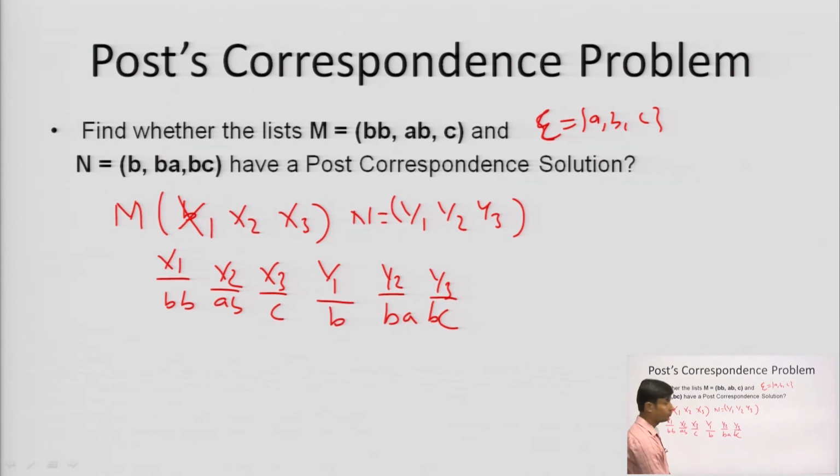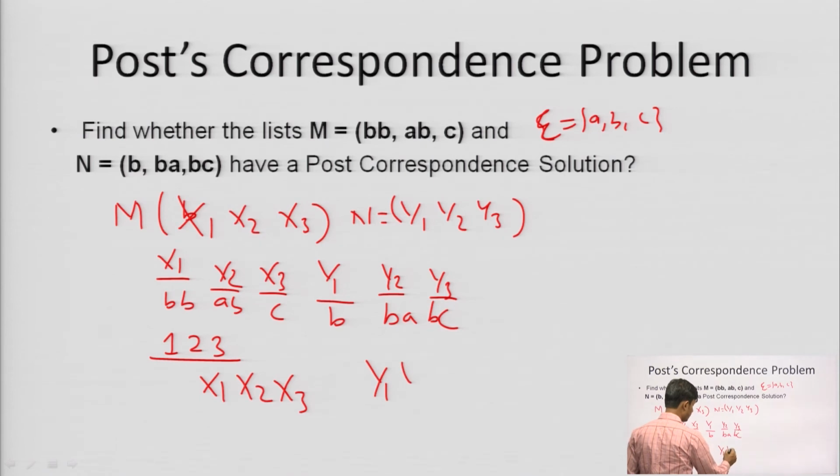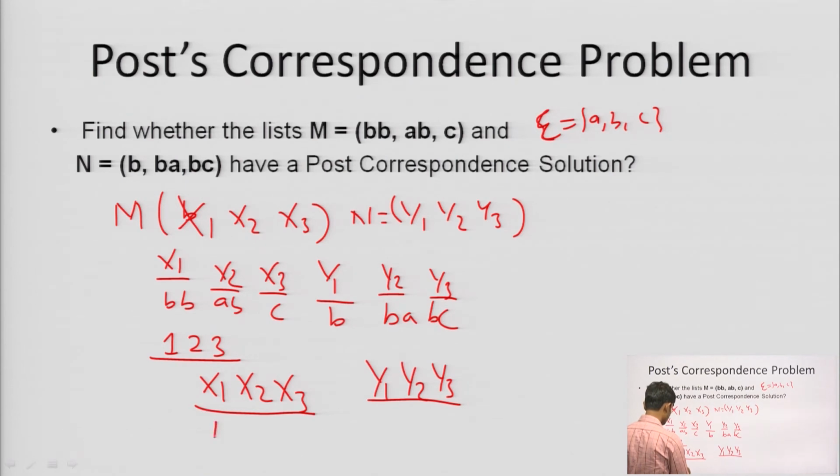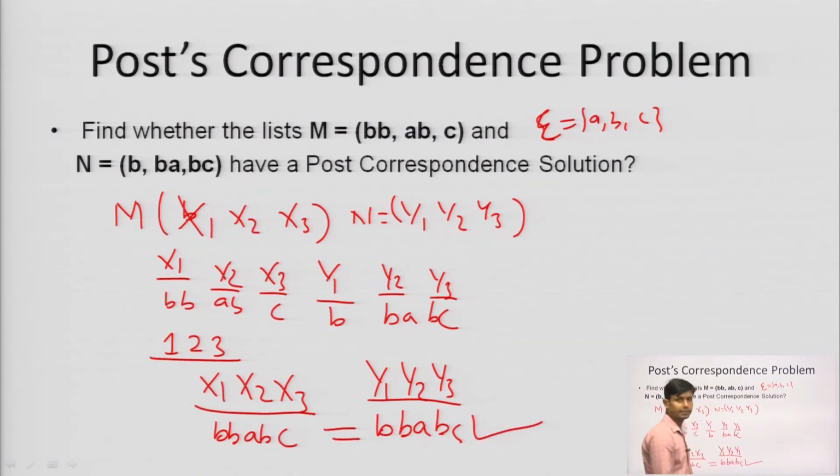You check it: take the sequence 1, 2, 3. Then x1, x2, x3 and y1, y2, y3. Stacked, this is BB, AB, C and y1 is B, then BB, AB, C, and both are equal. Yes, it is a decision. So this Post Correspondence Problem has a decision solution.